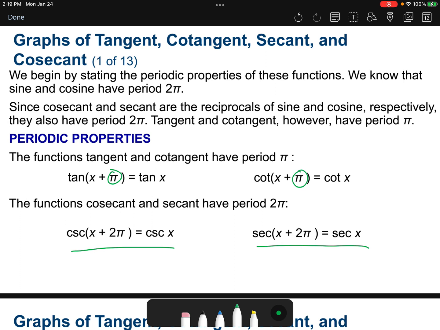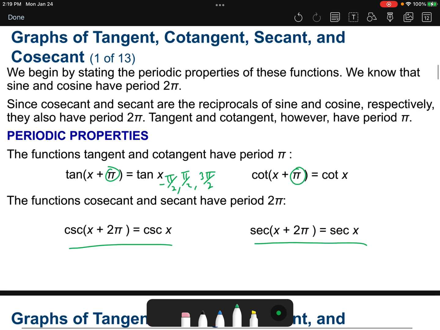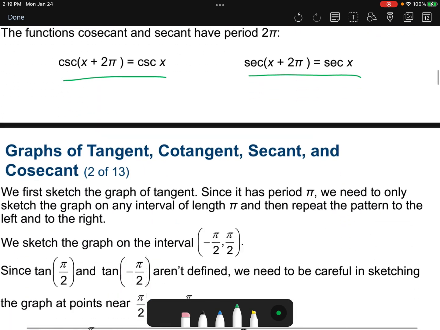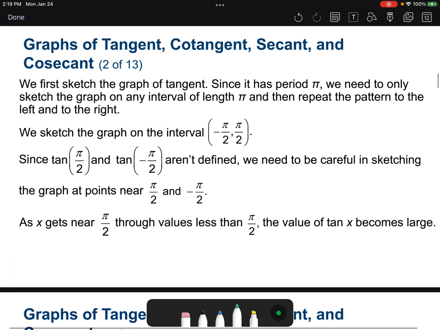That's because tangent doesn't exist at pi over 2, 3 pi over 2. Remember, odd multiples of pi over 2, they don't work. Cotangent doesn't work at any multiple of pi. So that's why every pi we get all of tangent and cotangent, depending on where it's shifted.